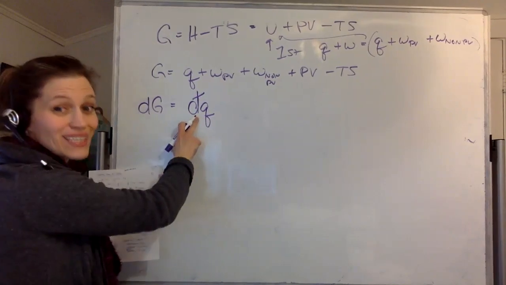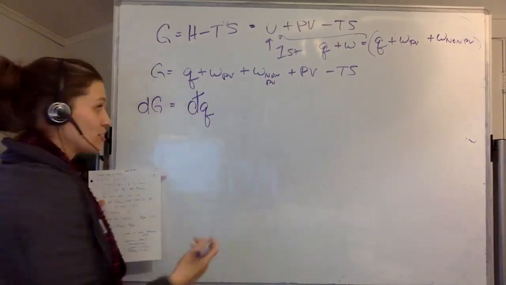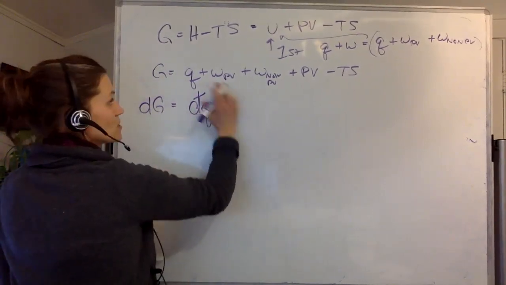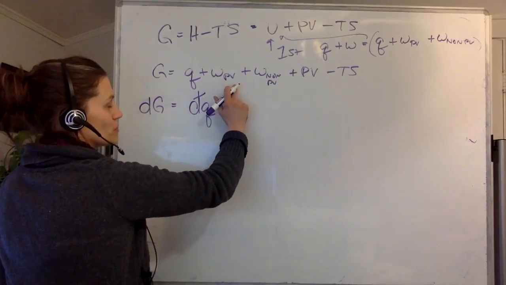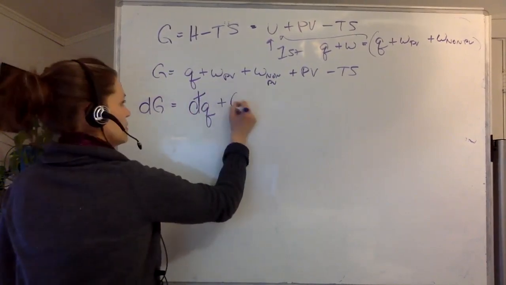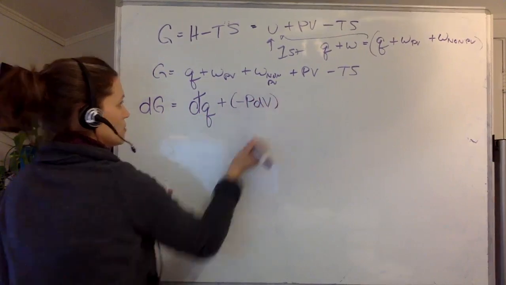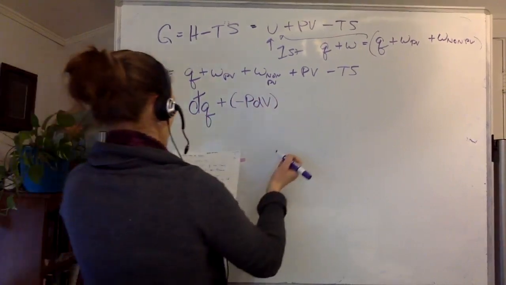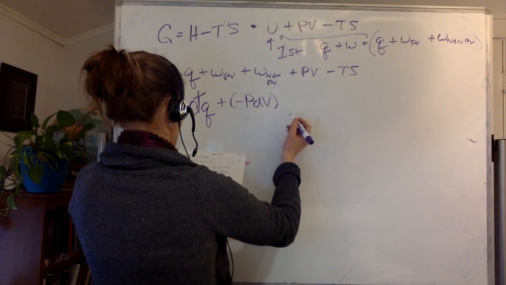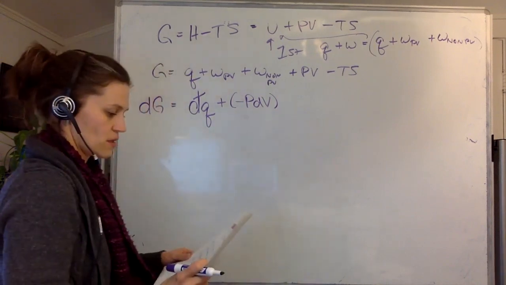So now I want to know, how is the change in Gibbs going to occur? Okay, well, this simply becomes dq. So now I'm in the inexact differential because this is not a state function. Plus, well, work is equal to minus pdv. Okay, and so then I'm going to say that, crap, this is not good.